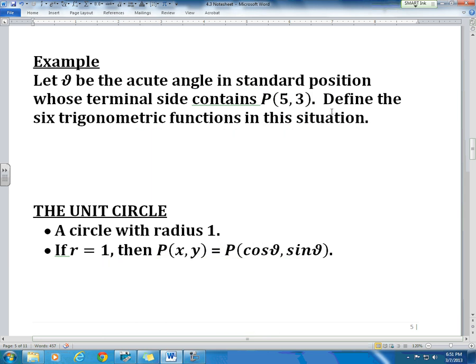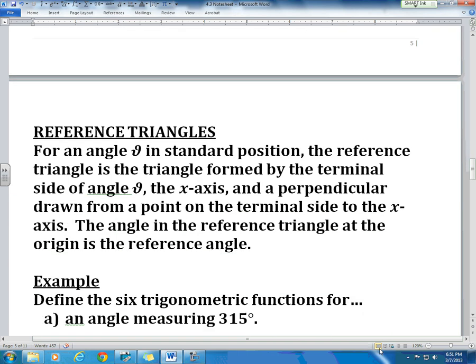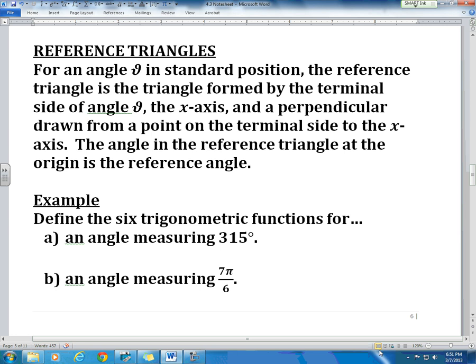So even though it was a quick little thing that I talked about here, we need to make sure that everyone understands. If there are any questions on that, please make sure that you write them down and bring them into class. Another definition here on the next screen. It's called a reference triangle. It's kind of long. We'll talk about it and make some sense about it because it's going to help us as we start to move around the coordinate plane.